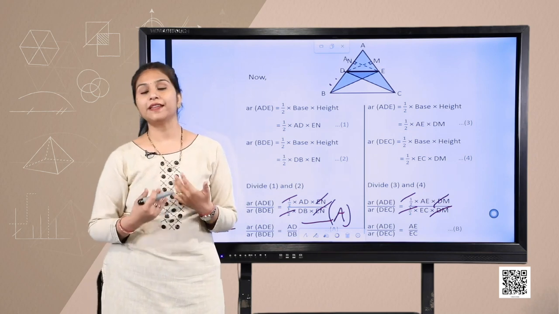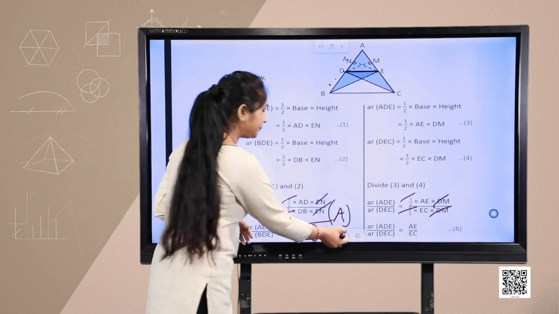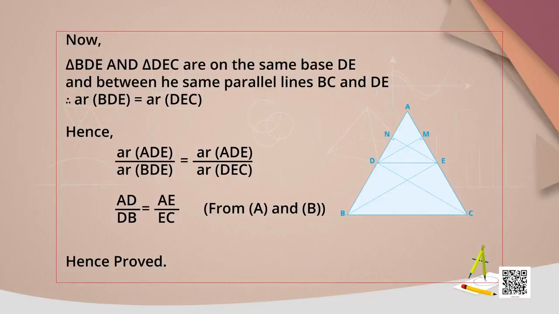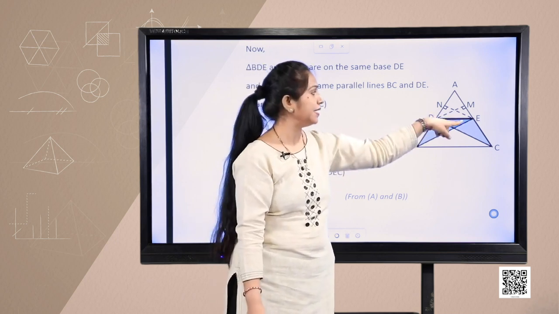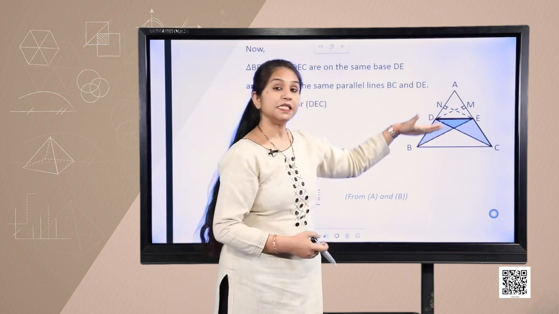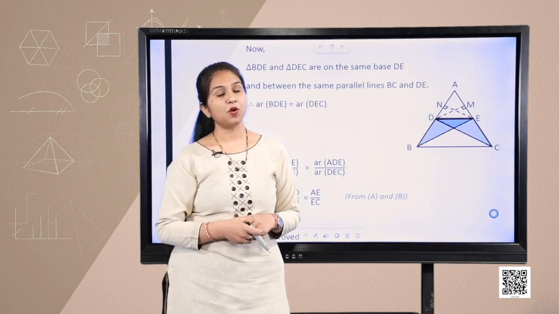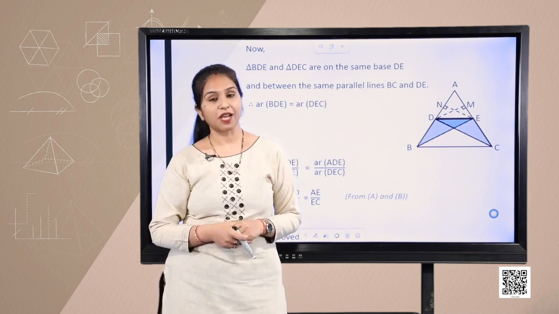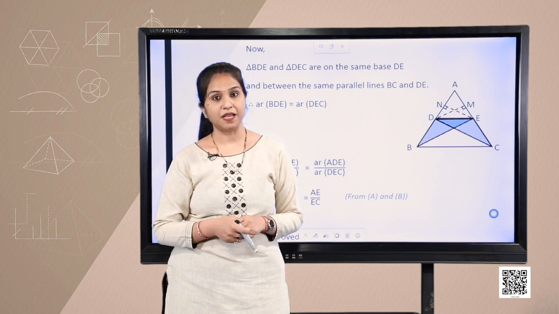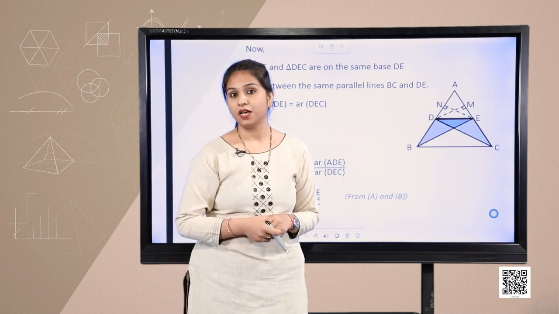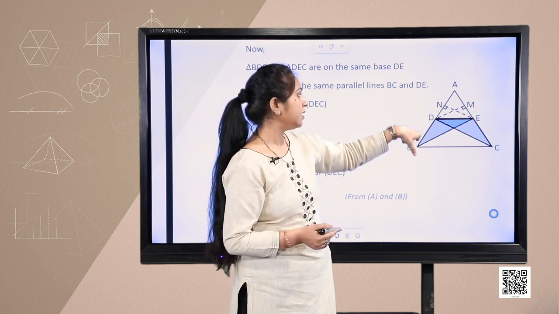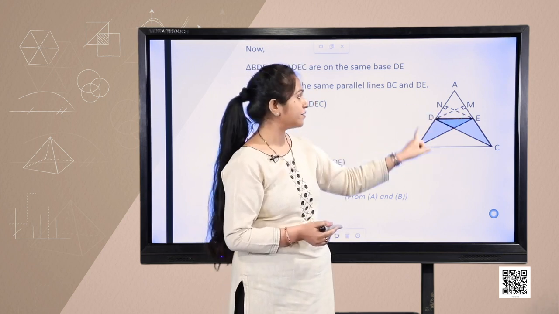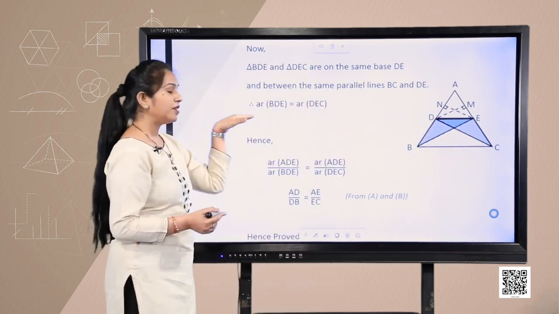Now let us see what we are getting in equation number A and B. So children, now you can see, if we focus only on this diagram, both the triangles are on the same base. The common base is DE, and it is given to you that this DE is parallel to BC. We have learned one very important property in class 9th, that when two triangles are on the same base and between the same parallel lines, then they are equal in their area. So what we concluded from here is that area of triangle BDE is equal to area of triangle DEC. So this is your conclusion.